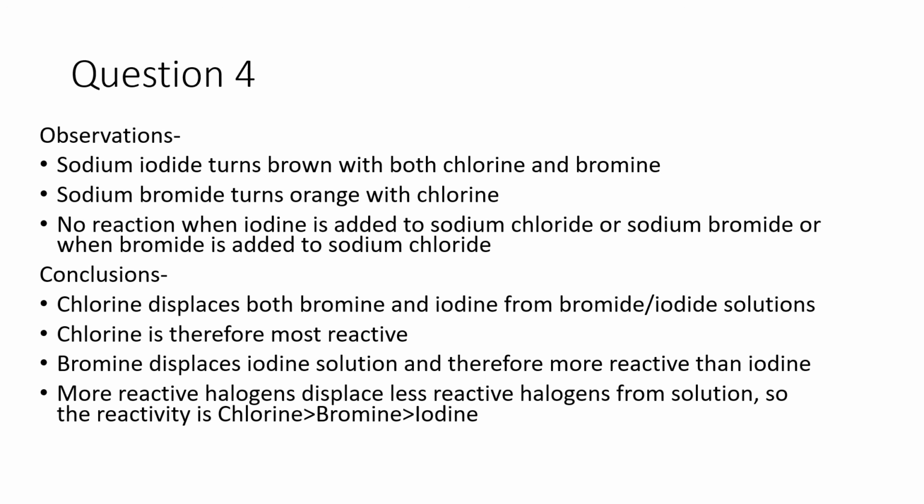The conclusions you can make is chlorine displaces both bromine and iodine from bromide and iodide solutions, so therefore chlorine is more reactive. Bromine displaces iodine solution and therefore bromine is more reactive than iodine. More reactive halogens displace less reactive halogens from a solution. So the reactivity is chlorine is more reactive than bromine and bromine is more reactive than iodine.